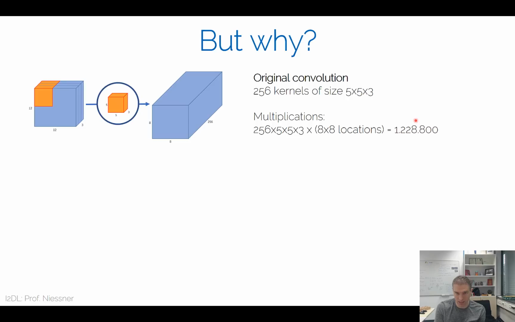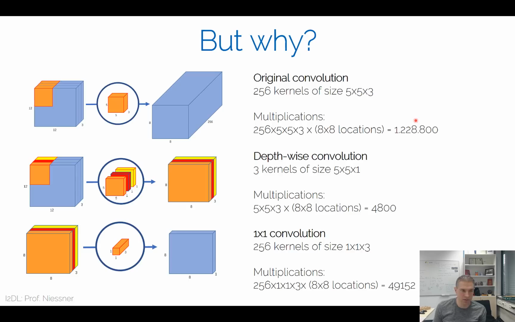The whole point is to reduce it. That's why it's called depth separable. The idea here is we have depth-wise convolutions now. So we have 3 kernels of 5 by 5 times 1. The multiplications here are 5 times 5 times 3 times 8 times 8, so it's only 4,800 multiplications. Then we run the one by one convolution afterwards. That one is still a bit more, because it's 256 kernels of size 1 times 1 times 3. So you run this at 256 times 1 times 1 times 3 for 8 by 8 locations, and in total we have a little less than 50,000 multiplications here.